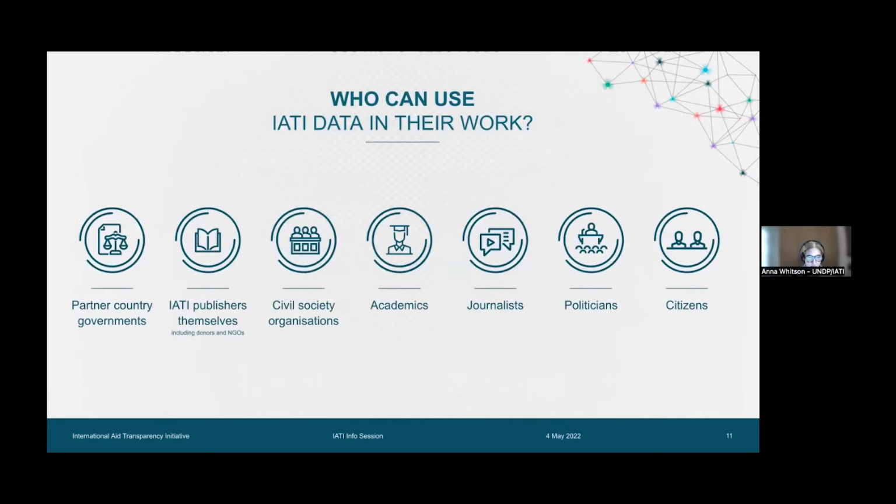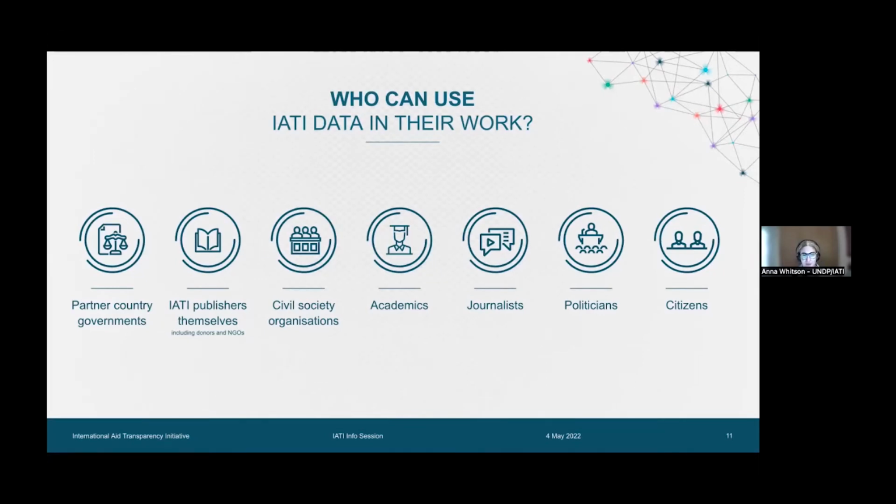Okay, great. So who actually uses the IATI data? We talked a little bit about the publishing side. We talked a little bit about how we go from publishing to the data being available, but really who uses the data? There's quite a few stakeholder groups that we know are using the data. Of course, it's an open data initiative, so we don't know about every single use case, but primarily the use cases are coming from partner country governments, IATI publishers themselves, civil society organizations, and academics, basically. Those are the primary users. But there's also lots of anecdotal evidence of journalists, politicians, and citizens also using this data.